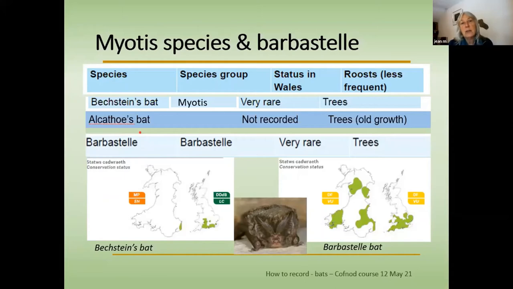And Alcathoe's bat is similar to one of the whiskered bats, and it's only relatively recently been identified as a British species, and we haven't got any records of that in Wales as far as I know to date. So again, another one that's associated with old growth forestry, woodlands. We could possibly have it, but we don't know yet.